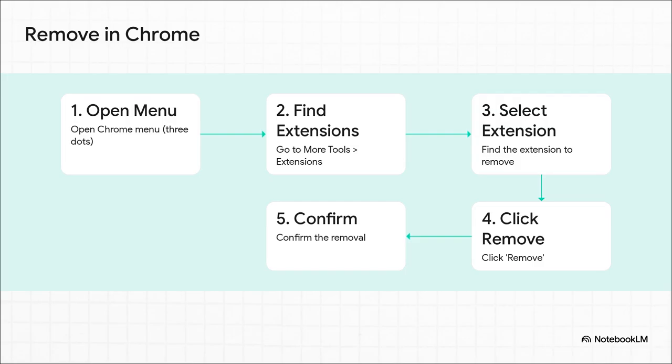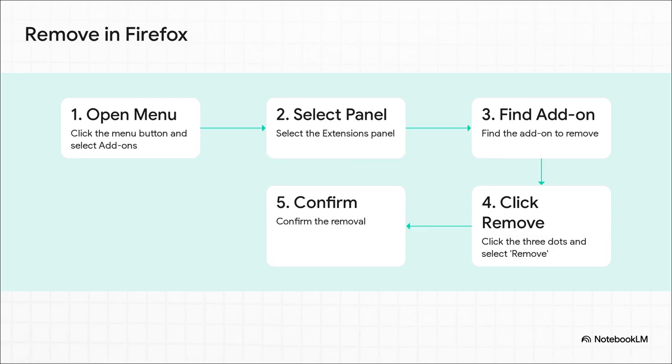So, let's just quickly run through how to do this, because it's super easy and pretty much the same across all the major browsers. Whether you're using Chrome, Firefox, Safari, or Edge, you're generally going to open your main menu and look for a section called Extensions or Add-ons. Once you're there, you'll see a list of every single thing you have installed. We're showing the specific steps for each browser on the screen as we go, but as you can tell, the basic idea is always the same.